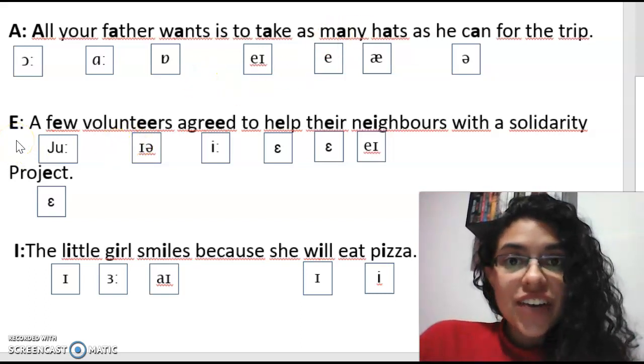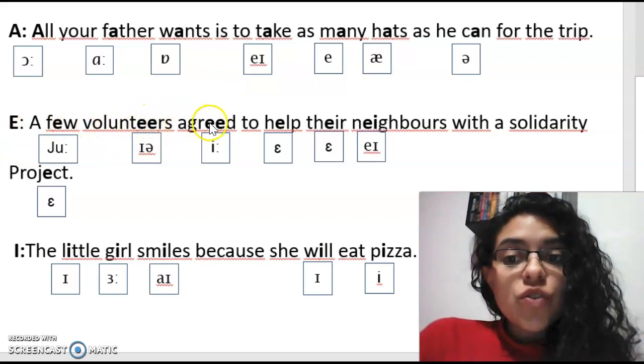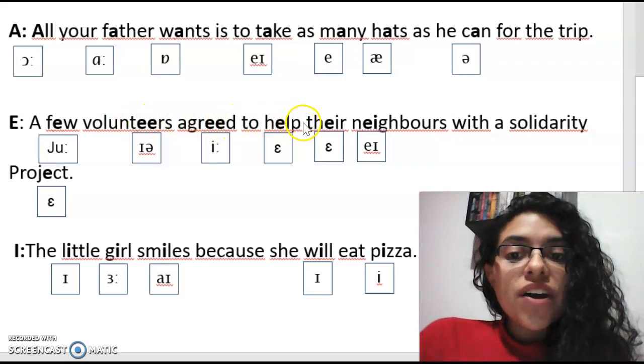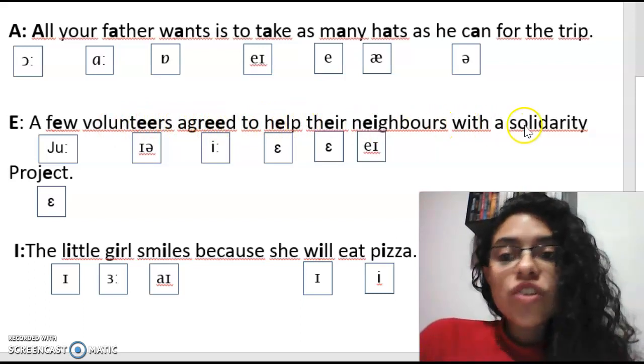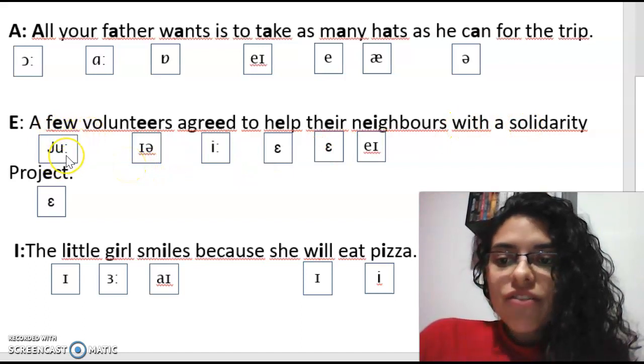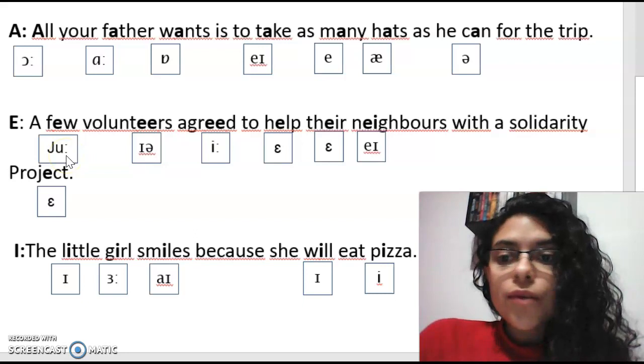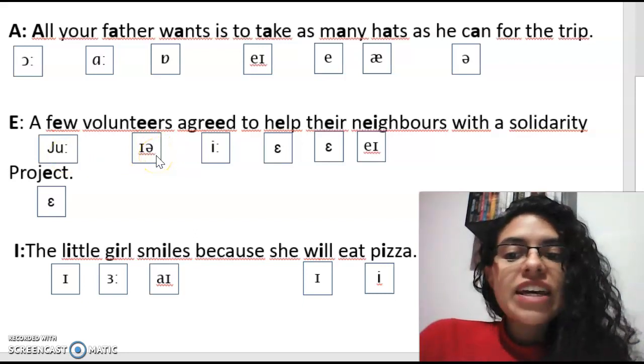With letter E. A few volunteers agreed to help their neighbors with a solidarity project. Now we have the vowels here.